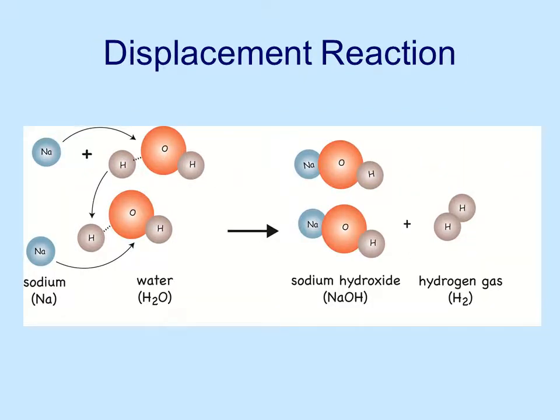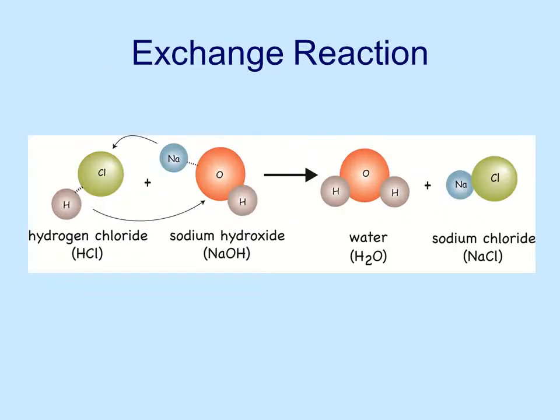Displacement, sodium and water. The sodium atoms displace a hydrogen. You form sodium hydroxide and hydrogen gas. This is a little dangerous too. It gets hot and the hydrogen gas can ignite. Exchange reaction, hydrogen chloride and sodium hydroxide swap pieces and you form water and sodium chloride. So they have simply swapped parts of their material.